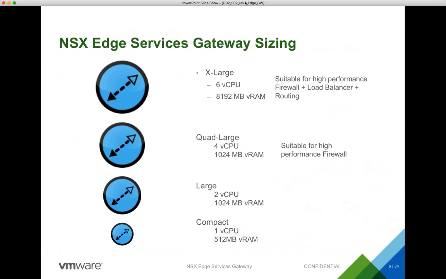There's multiple sizes of Edge Services Gateways: compact, large, quad large, and XL. For the most part, I've never seen a compact used unless it's like a home lab. Large really is semi-common in really, really small environments. Quad large, I've mostly seen when it comes to needing a lot of firewall rules and stuff like that at the edge.